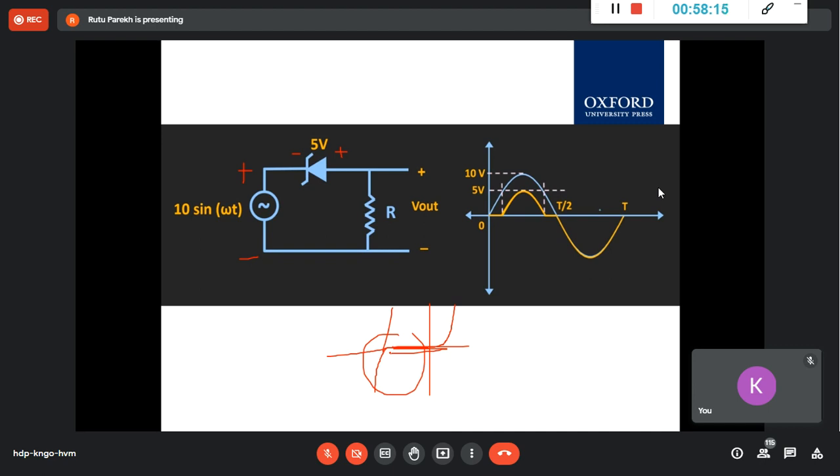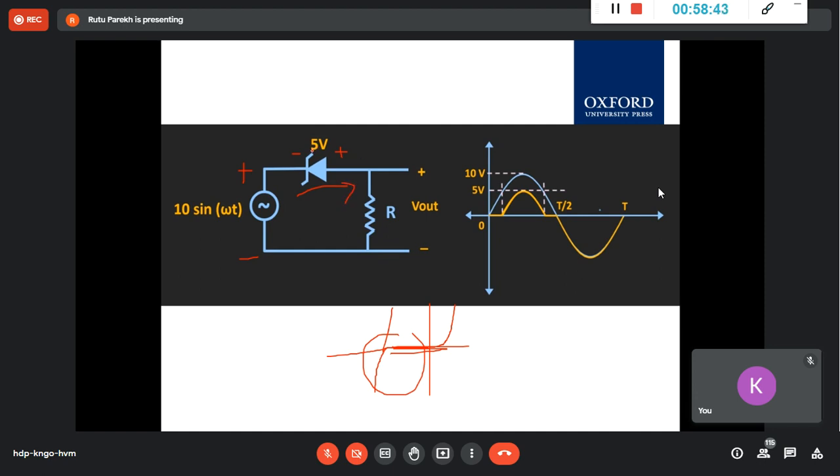Then for the negative side, for the other half of the cycle. No, listen. So 0 to 5 volt first. Up to 0 to 5 volt, what will happen? Is it conducting or not conducting? Non-conducting. It is not conducting, because it is reverse biased and its breakdown voltage is 5 volt. So it is not conducting in reverse bias up to 5 volt, and that means no current is flowing. Correct or no?